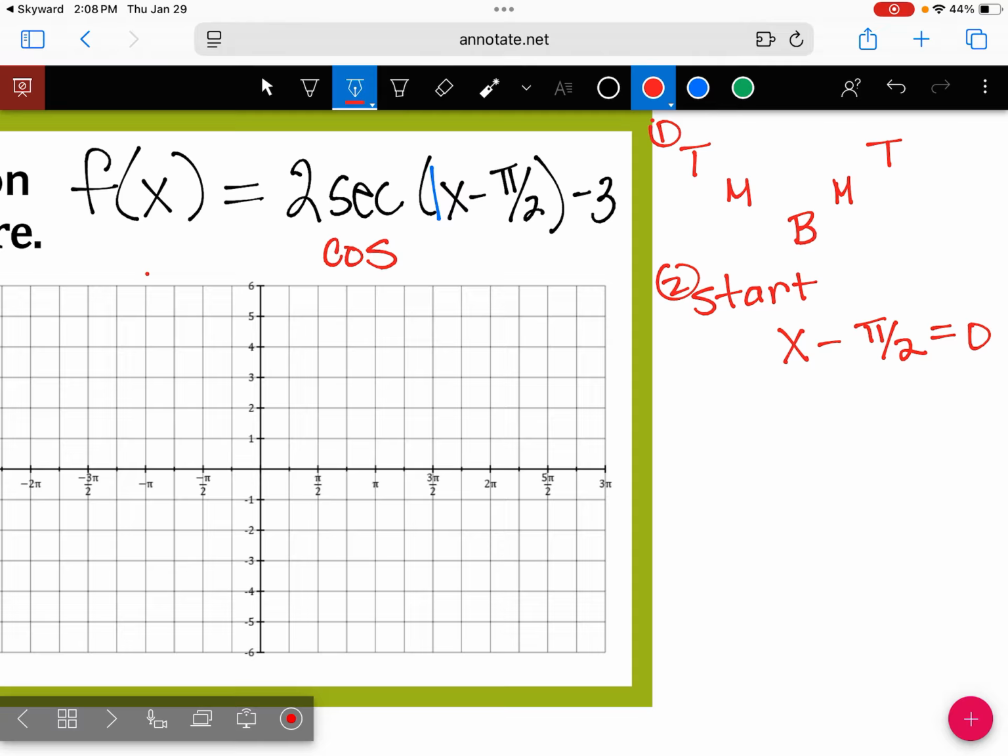So I'm going to start it at pi over 2. So that means I'm going to go right pi over 2. Now, I'm going to draw in my wall like I normally do, but I'm going to erase it, because I don't want you to get confused with asymptotes. So this one is going to start at pi over 2, which is right here.